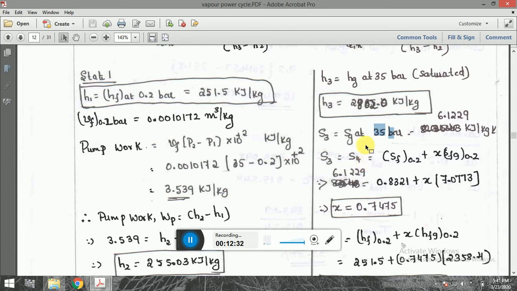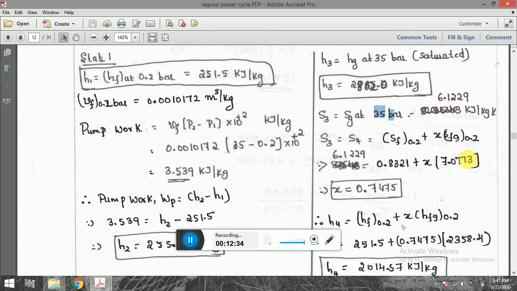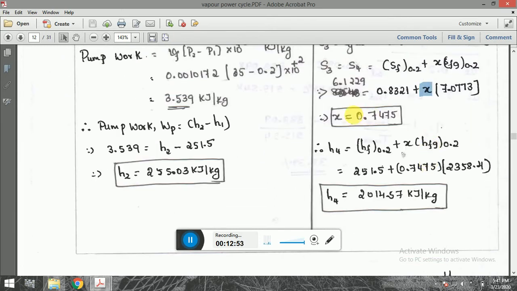After noting down the Sf and Sfg values, we substitute in the formula. We already know S3 is equal to Sg from the thermodynamic data we have noted down. Next, we note down Sf with Sfg. Now take this at the LHS and find the value of x. After finding x, we get the dryness fraction. X is nothing but the dryness fraction, so the dryness fraction is equal to 0.7475.